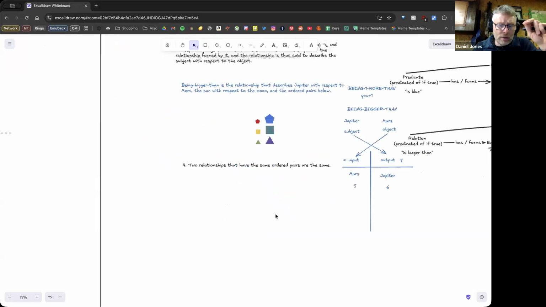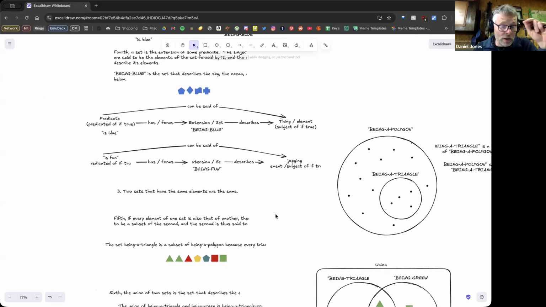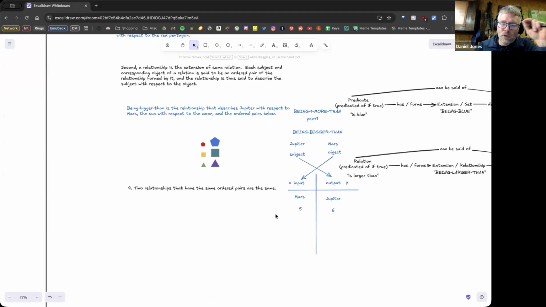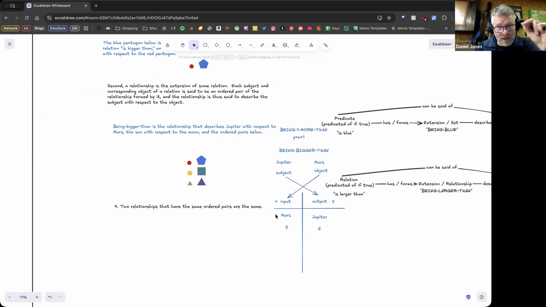is being bigger than the same as being larger than? Being bigger than, is that the same as being larger than? That's a philosophical question, right? Obviously, they're different because we use different words for them. But if we were to conclude that their ordered pairs would be the same, then mathematically speaking, they're the same relationship. Being bigger than and being larger than are the same relationship if their ordered pairs really are the same. It's like an existential way of defining sameness for relationships.